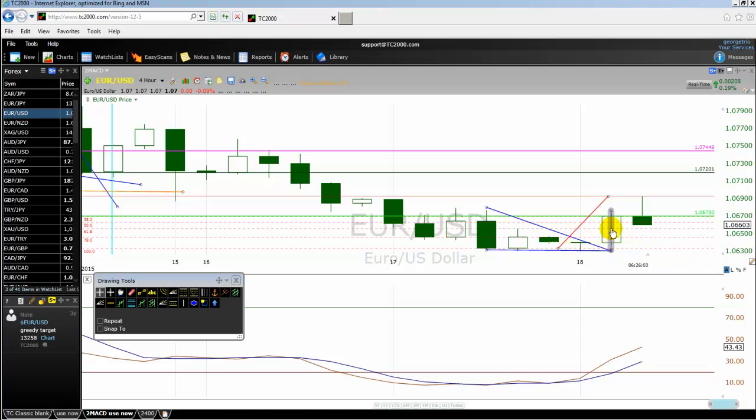So for a triangle, here we are. We can use the height of the triangle to set a target. But that's not the only way. The best way to set a target is on the signal time frame, okay? All right, on the signal time frame.